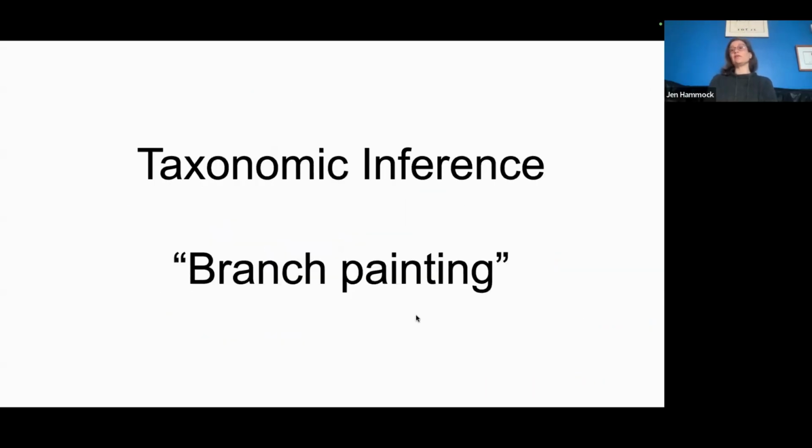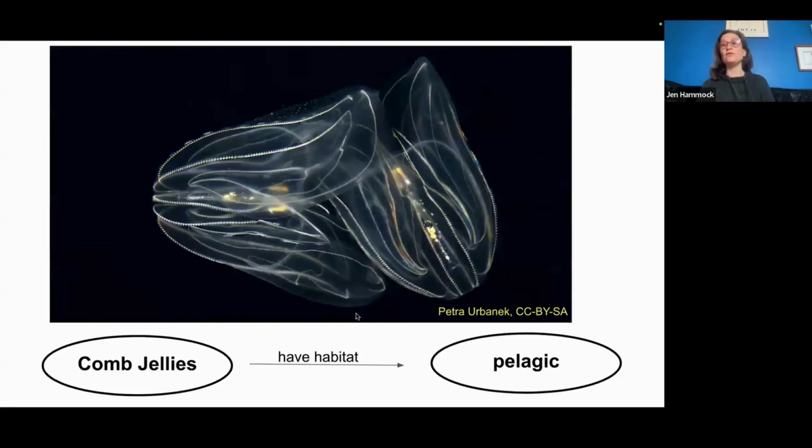So we also benefit from structure in scaling the integration of new data. Taxonomic inference is probably familiar to some of you on the biological side and may resemble things that others of you in other spheres use, inference in general. I'm curious about that. If I say branch painting, I mean the same thing. Basically, what this means is if you know of a conserved attribute, like a generalization, comb jellies have habitat pelagic.